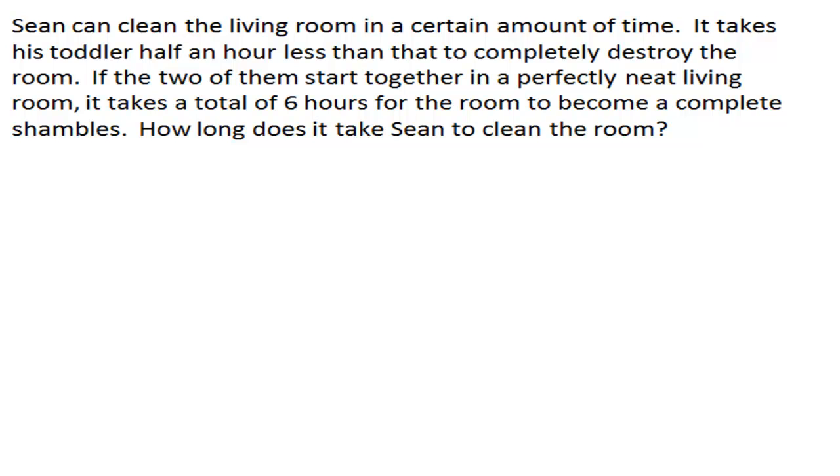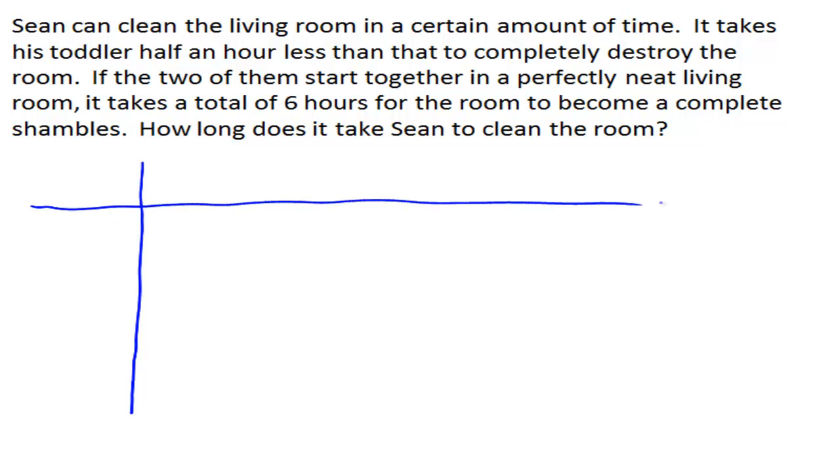Step number 3 is to declare our variables. Now I'm going to do that using the table method. And so if my variables are in a clearly labeled table, then I don't have to use a let statement if I don't want to. So let's take a look at what our table would look like. As usual, I'm going to write across the top my equation, which is that work is equal to rate times time. And then down the left-hand side, I'm going to write my cases, which is Sean, the toddler, and then together.